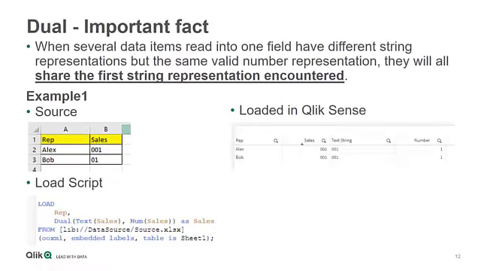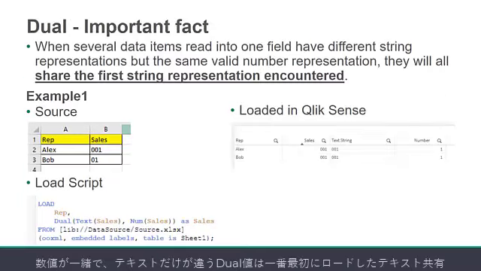There is one very important fact to keep in mind. When several data items read into one field have different string representations, but the same valid number representations, they will share the first string representation encountered. So this is a statement from help, actually. This is a very important concept. What does this mean exactly? Let me give you an example.